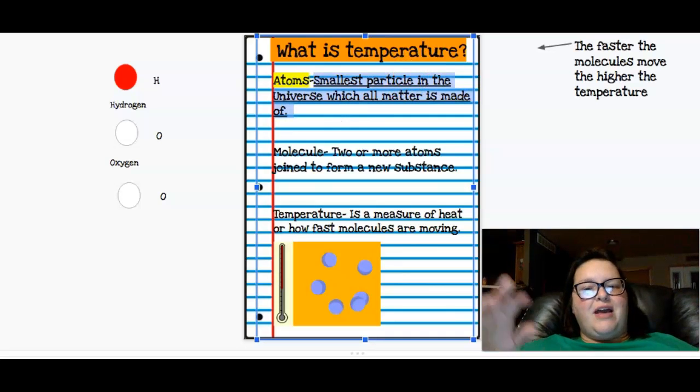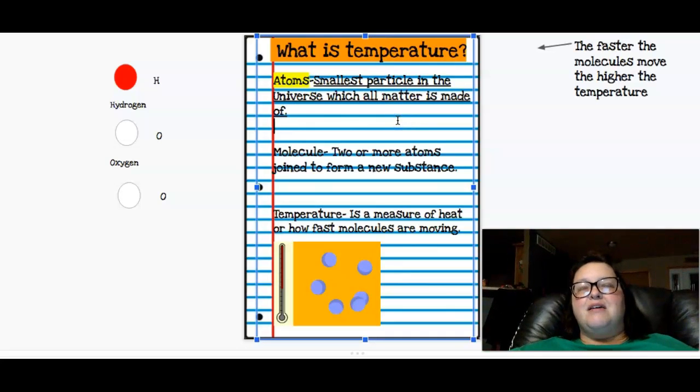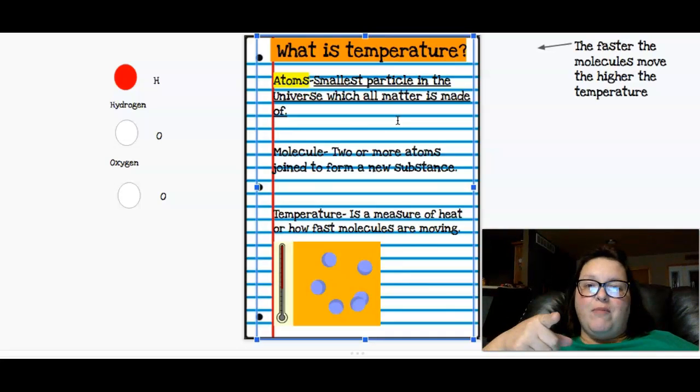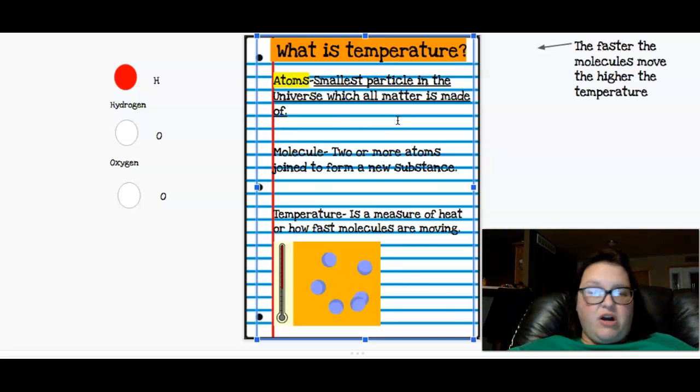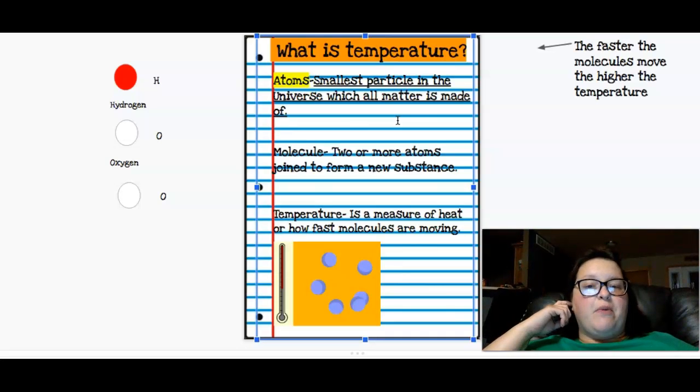Now you may be going, hey, Mrs. Chaparro, what's matter? Well, let me remind you what matter is. Matter is anything that has mass or takes up space. So you are matter, your pet dog is matter, your pet cat is matter, the pillow under your head if you're sleeping right now is matter. Everything's matter. Anything you put in your mouth to eat, it's all matter. Okay, so an atom is the smallest particle in the universe, which makes up all the matter. So let me give you an example.